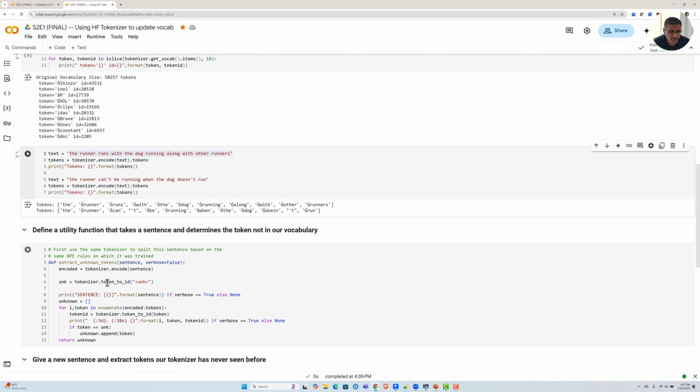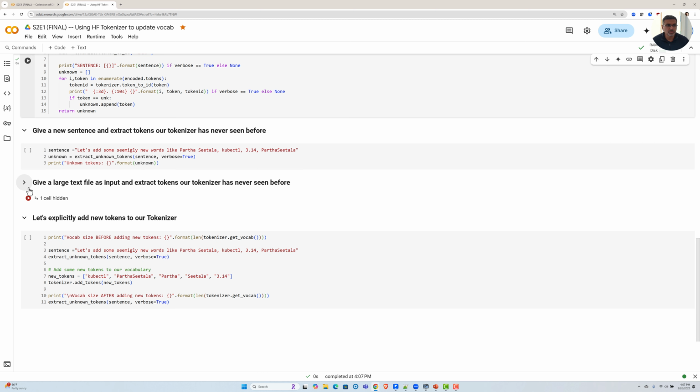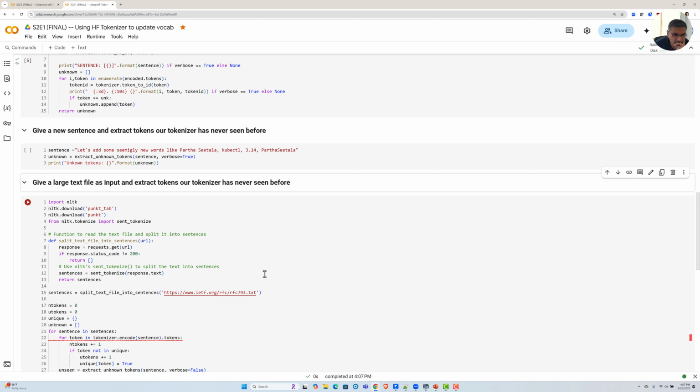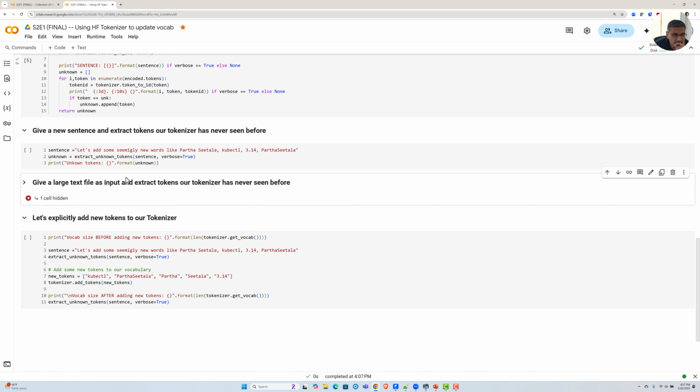Okay, now what we want to do is an experiment where we see what happens when you pass it some string where it has not seen those tokens before. GPT has not seen those tokens. So let's say I'm passing the string. Let's add some seemingly new words like Partha, Sitala, Kubekattle, and so on. Now, it's very unlikely that it has seen these words in its vocabulary. Kubekattle, maybe it has, I don't know. 3.14, which is the value of pi, and so on.